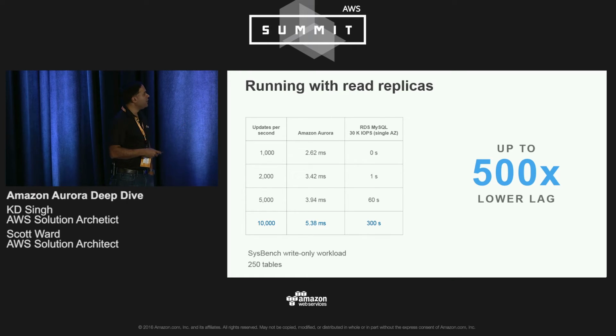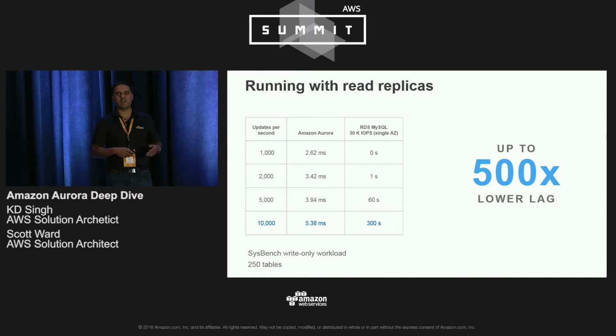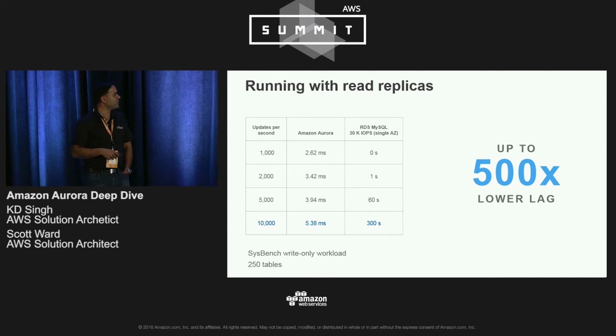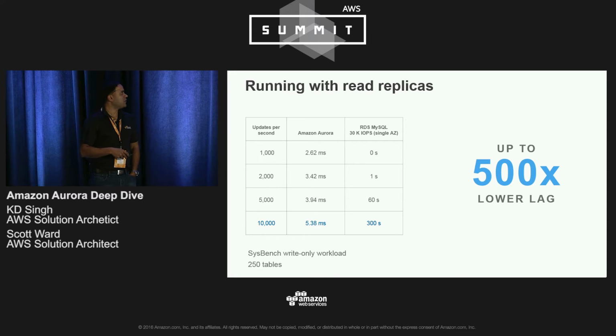And if we look at Aurora, as we scale from 1,000 updates to 10,000, the replica lag is fairly constant. It's not increasing much, and it's 5 milliseconds. So that's really a good lag number to have for failovers. So in this case, Aurora was performing 500 times better than similarly powered MySQL instances.